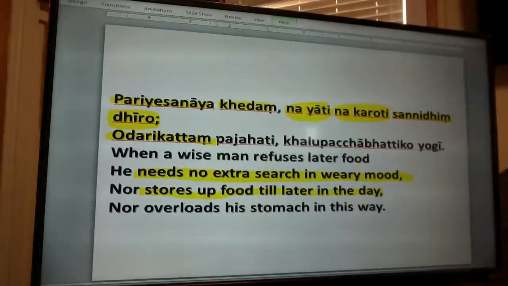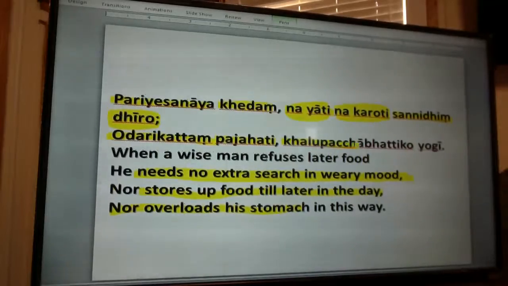Ordinary katan Vajahati. Vajahati means abandon. Ordinary katan means overeating. Overload his stomach. So ordinary katan Vajahati says the overeating is already abandoned.